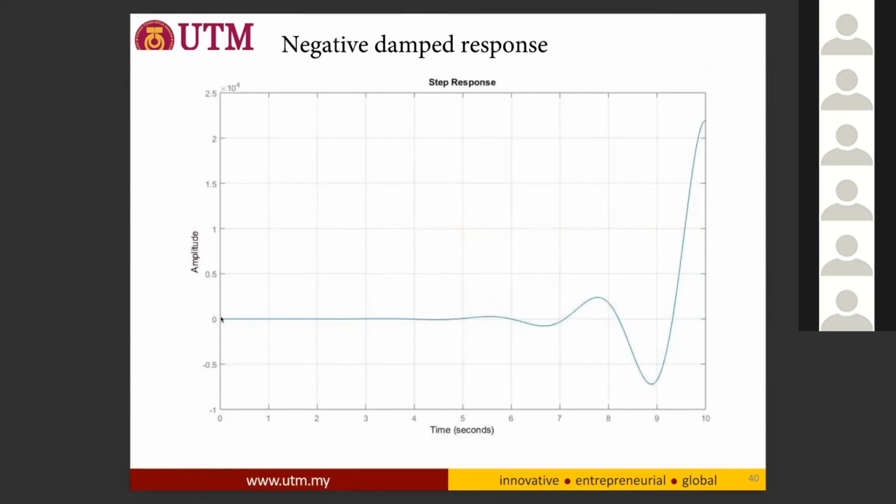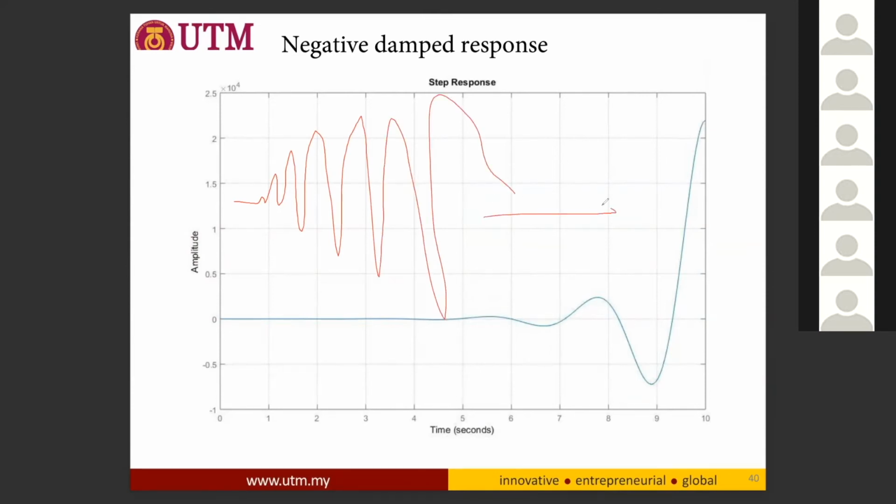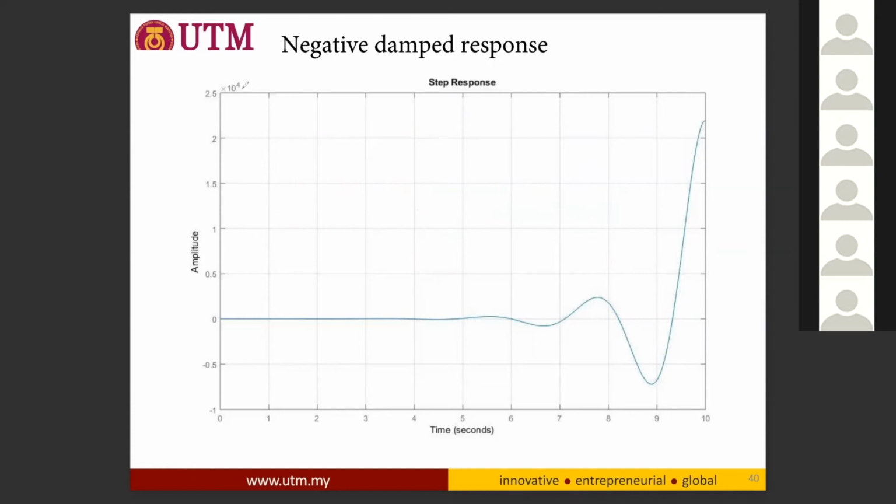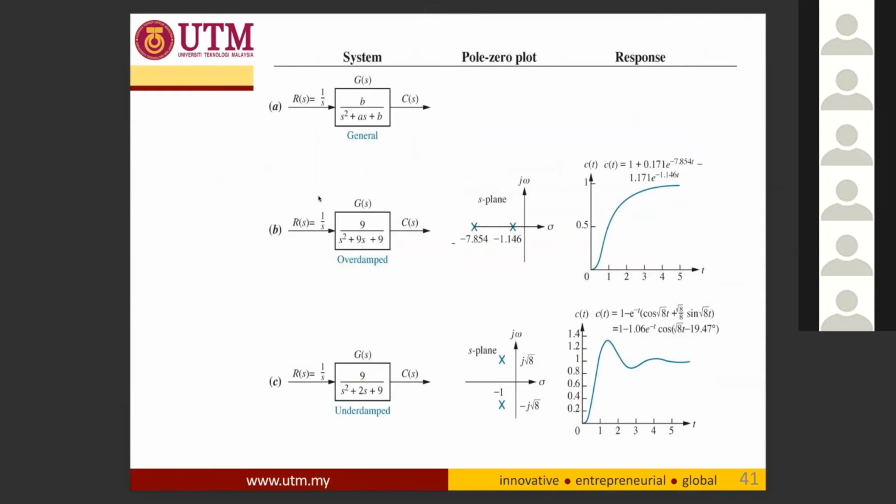Okay, you start from zero, then oscillate until infinity. Or negative, then become bigger and bigger towards infinity. Okay, unstable. So the conclusion is when the poles are on the right hand side, the system is unstable. The poles on the left hand side, the system is stable. Okay, so we wrap up.